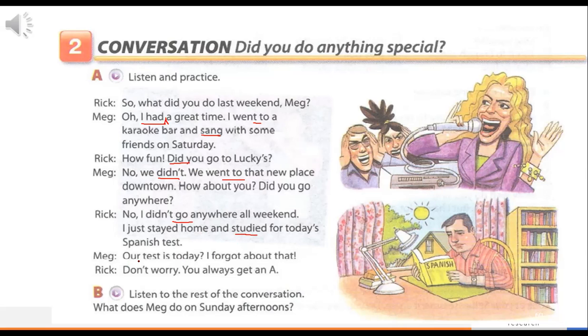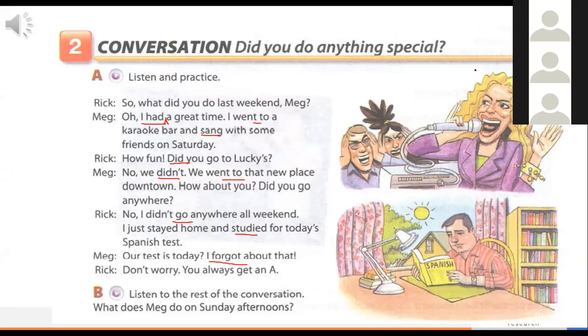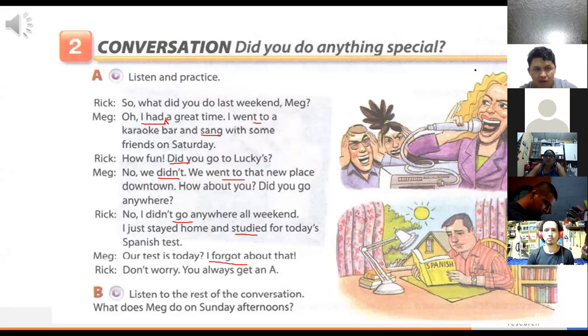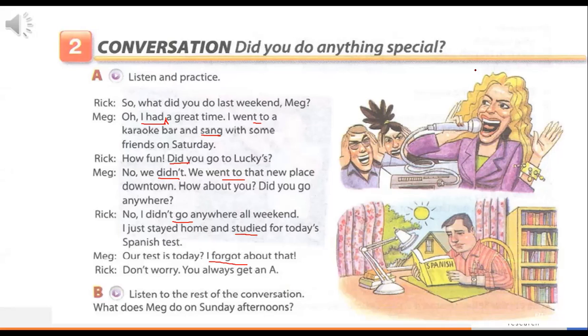So our test is today. I forgot about that. ¿Verdad? Me olvidé de eso. I forgot about that. Si usted se olvidó pagar el recibo de la luz, right? If you forgot to pay the bill, the electricity bill, right? You can use this expression. I forgot about that. ¿Verdad? Se me olvidó. Forgot es olvidarse.